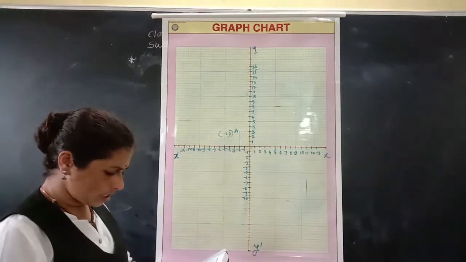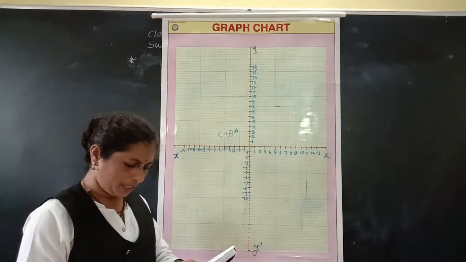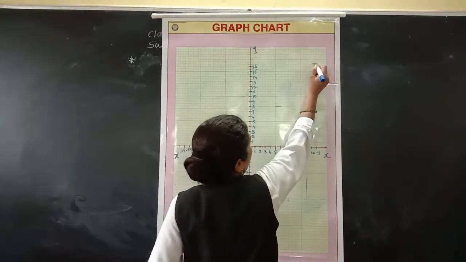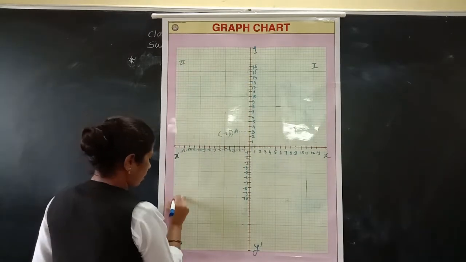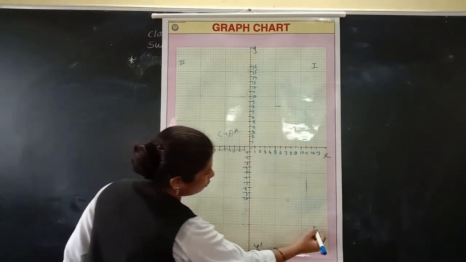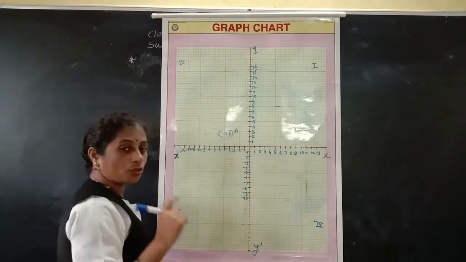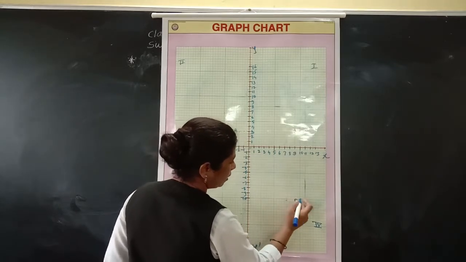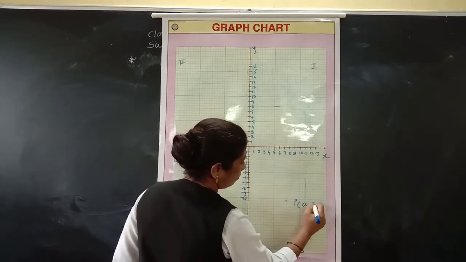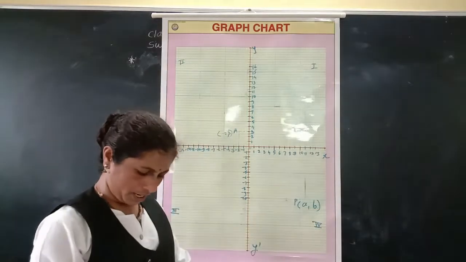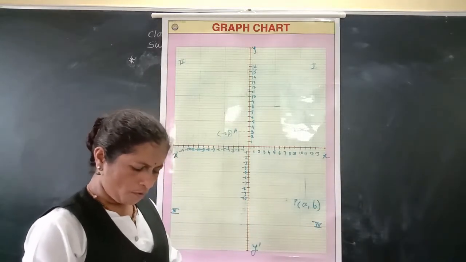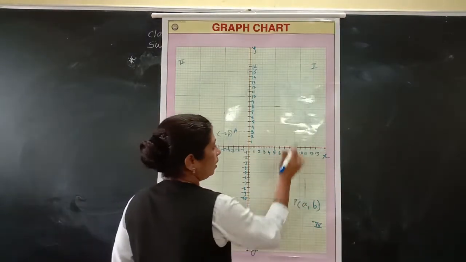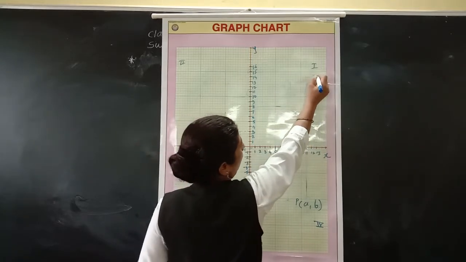Understood? Now the next question: the point P(A, B) lies in the 4th quadrant. Everyone knows the quadrants: this is your first quadrant, second quadrant, third quadrant, and this is your 4th quadrant. So suppose this is point P(A, B), which lies in the 4th quadrant. Find which of the values is greater, A or B. Now see, in this quadrant, which type of points are there?